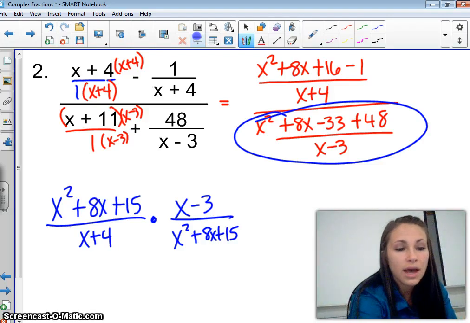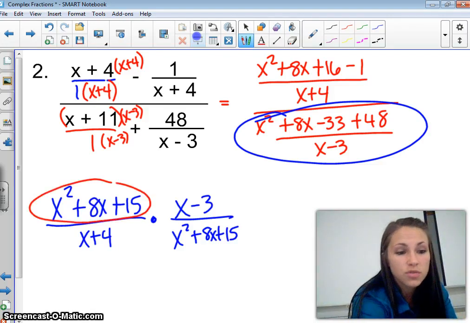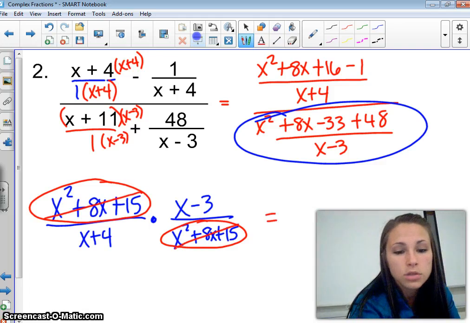And so then I don't even really have to try to backwards FOIL these two things because they're already the same and they'll cancel out. And so my final answer is just going to be x minus 3 over x plus 4. Yay!